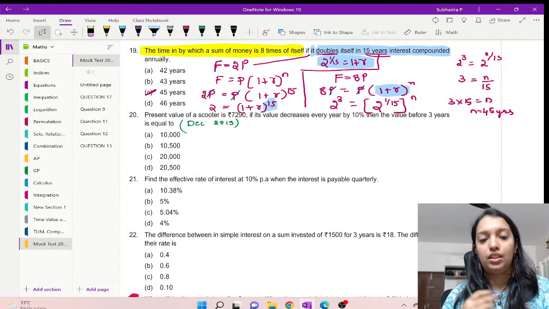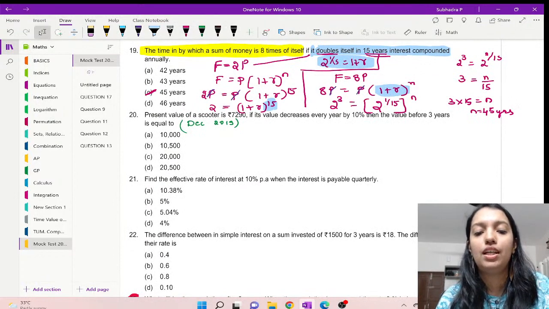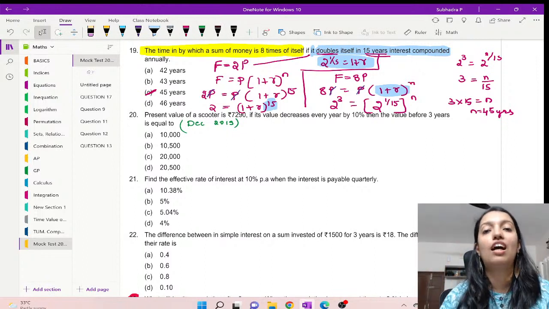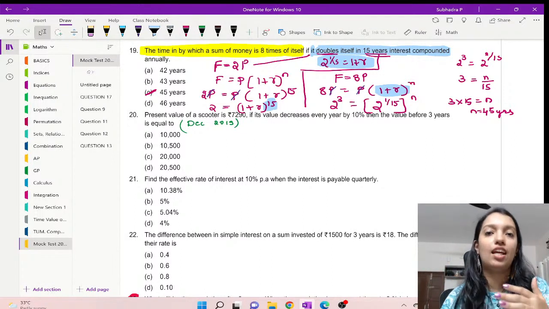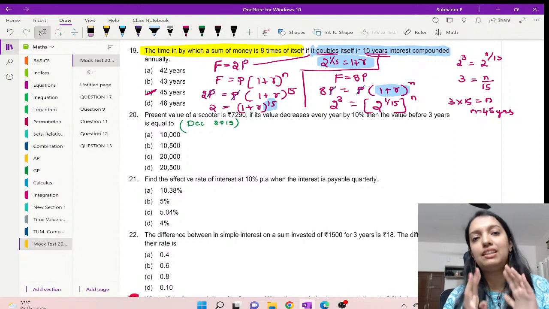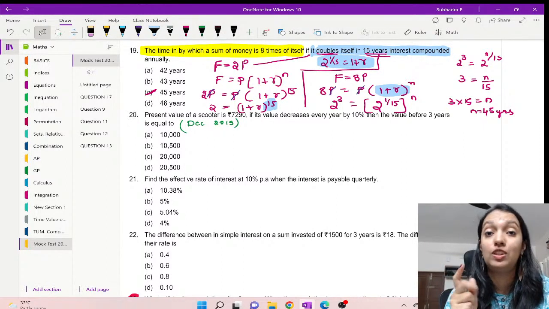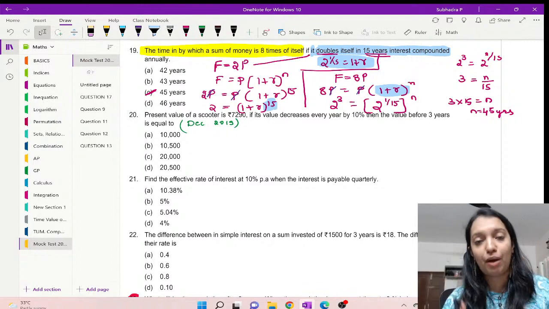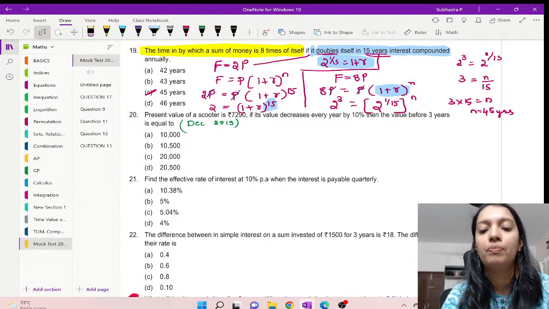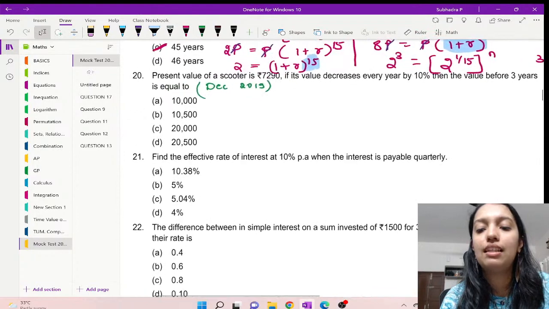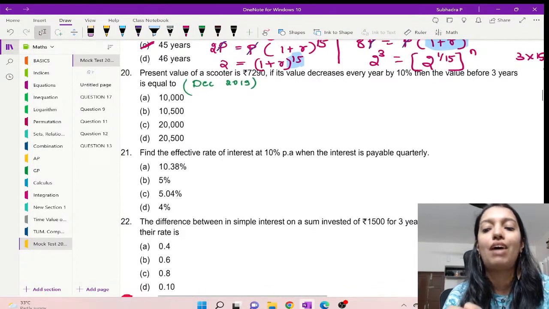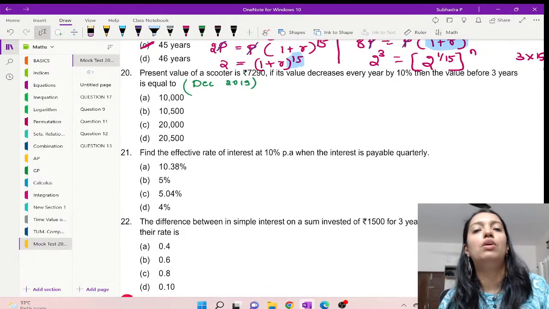20th one. The present value of a scooter is 7290. Remember your accountancy, it is a depreciation question. For depreciation questions, it is always advised to solve them using the trial and error method. Go from the options, option hitting method. If its value decreases every year by 10%, then the value before 3 years is equal to dash.